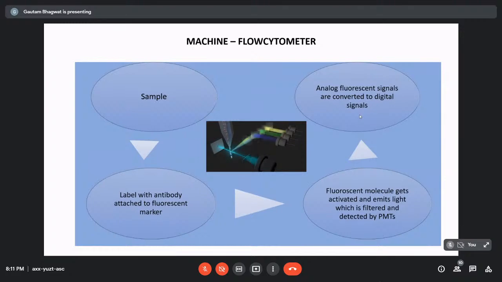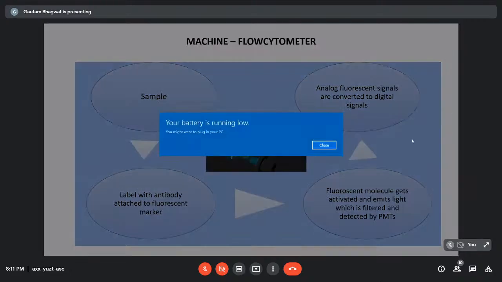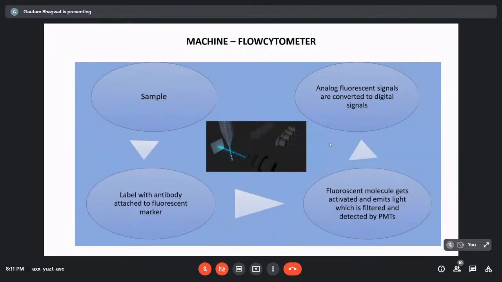The most important part is the flow cell, where you get the hydrodynamics, because we want to interrogate one cell at a time. Once that happens, there is scatter in the forward direction, in the sideways direction, and there is emission of fluorescence. All this gets into the detector and the data comes to my computer.